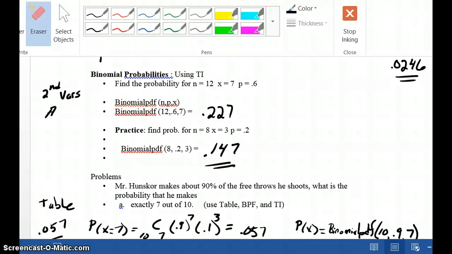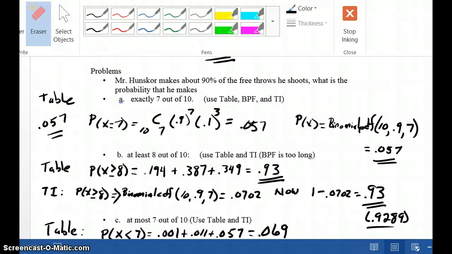If you practice again for the probability where n is 8, x equals 3, and p is 0.2, make sure you do this on your calculator. You would have binomial PDF, parentheses 8, and then 0.2, and then 3, and you should get 0.147. Make sure you can do that on your calculator. Alright, let's look at a problem or two.